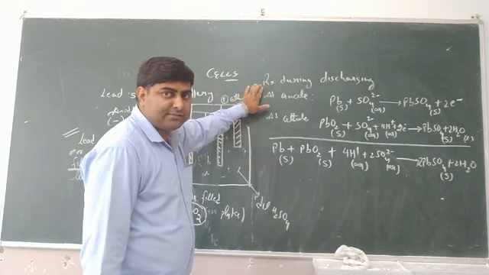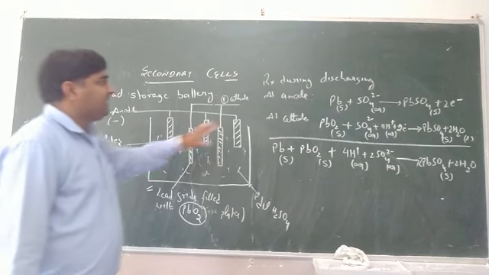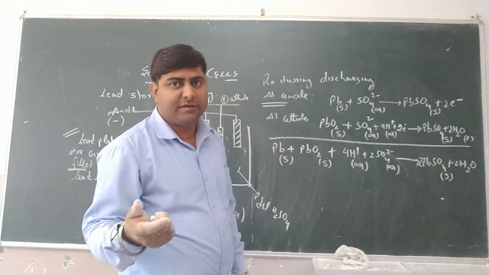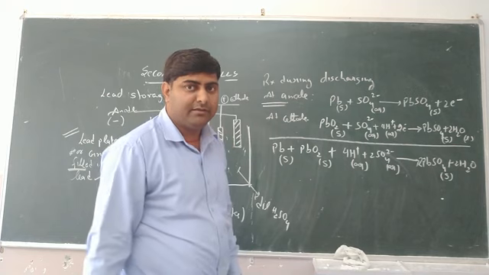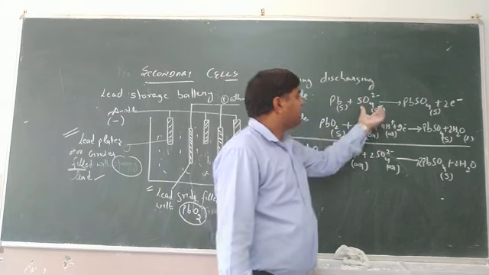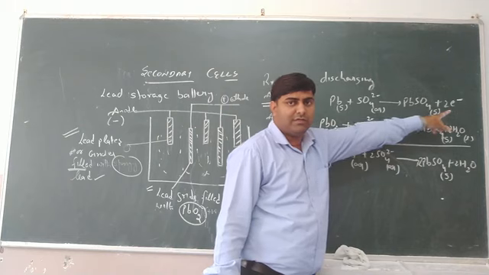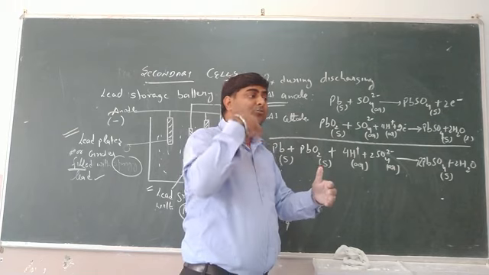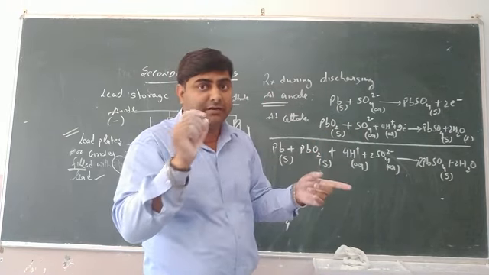When the cell works, the cell gets discharged. The reaction which takes place at the anode: we know that at the anode oxidation takes place and here the anode is lead plates filled with spongy lead. So lead reacts with sulfate ion, forms lead sulfate and releases 2 electrons. These 2 electrons move in the outer circuit. So when electrons move in the outer circuit through the wires, current flows.